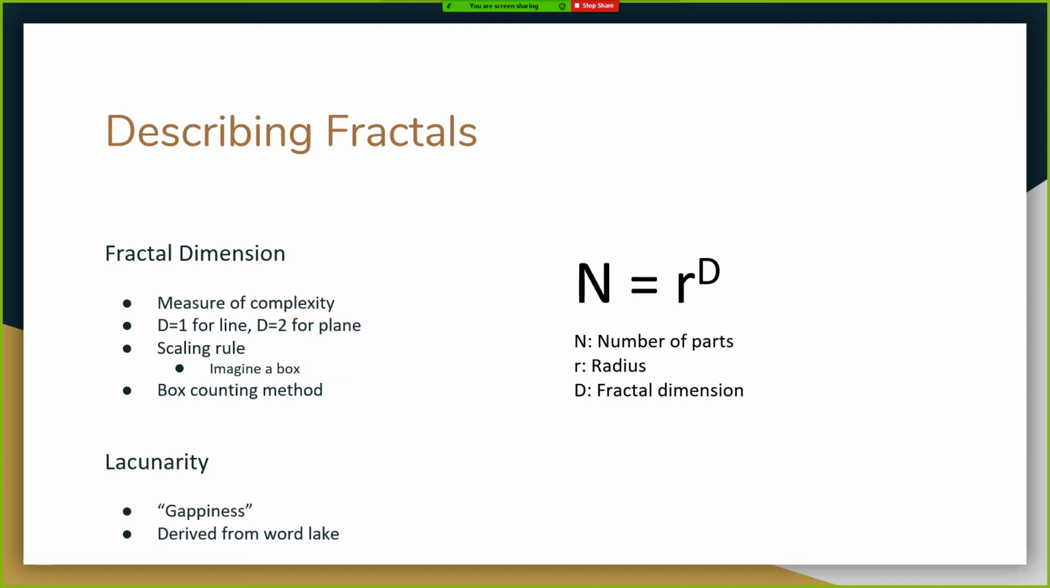So the best way to do it is the box counting method, which we can talk about a little bit more. Another interesting descriptor would be lacunarity, which is essentially just the gappiness. Similar to the word lake is, I believe, where it came from. So I was hoping to use these two quantities to attach to each fractal I grew and describe it that way.